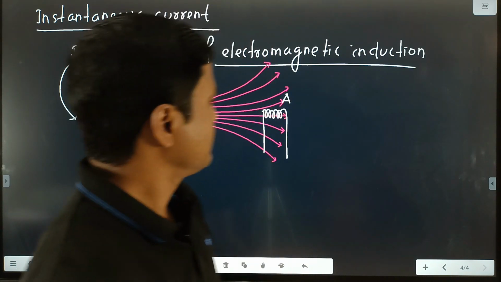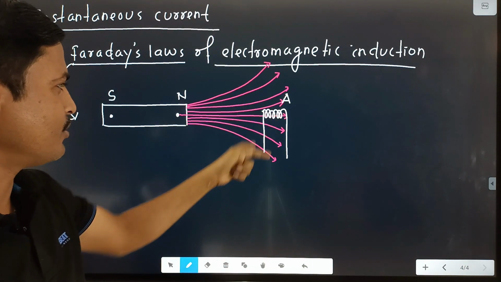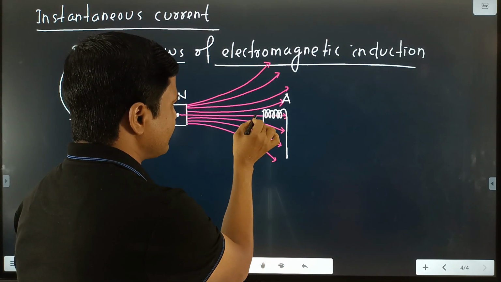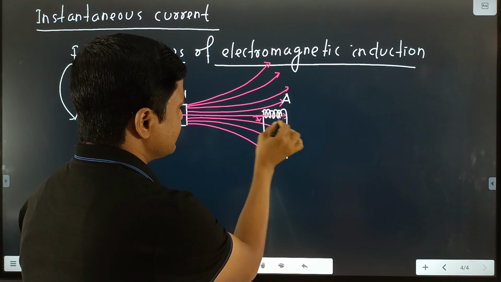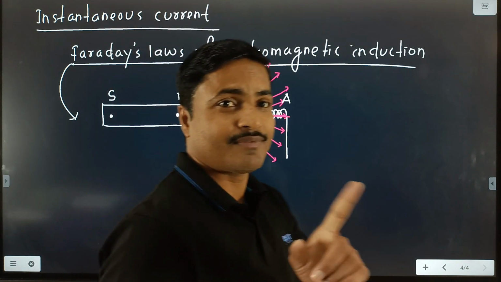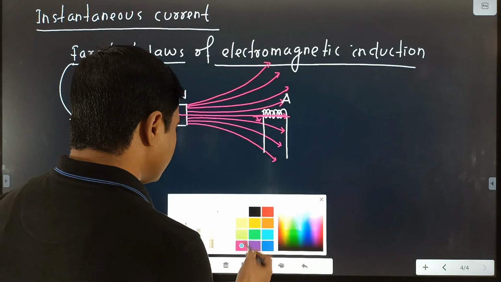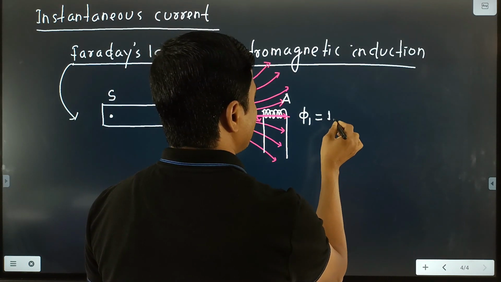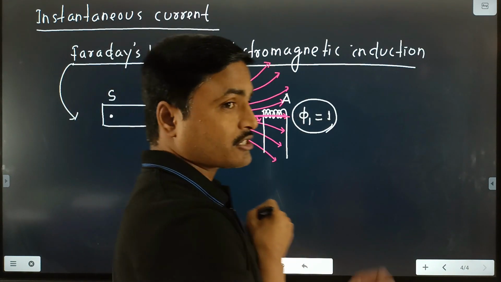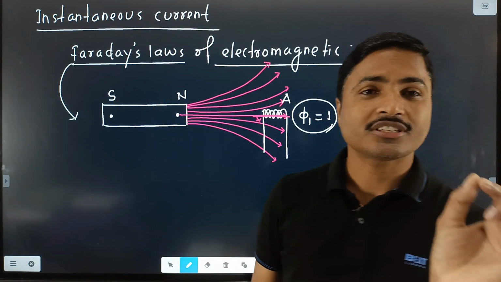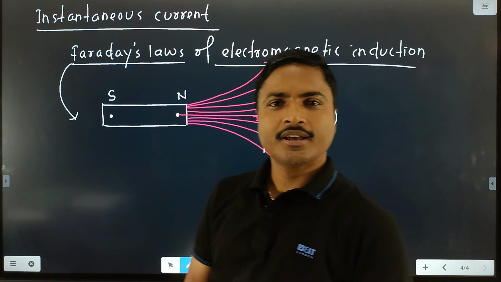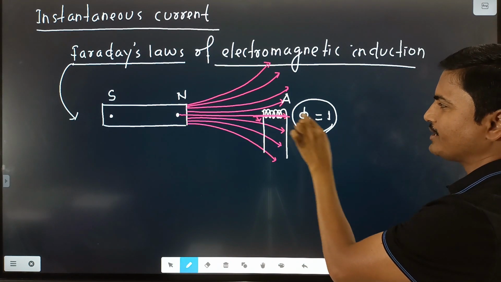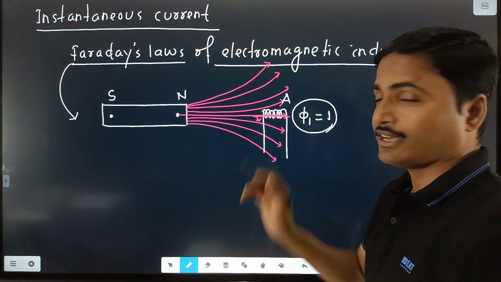Now at point A, if we place a coil, the total number of lines of force passing through this coil is only one. Only one line of force is passing through the coil, and that is known as the flux. So we write flux phi 1 is equal to 1. Flux means the number of lines of force crossing through an area. The total number of lines of force crossing through this coil is only 1. So we write flux is 1, at point A.